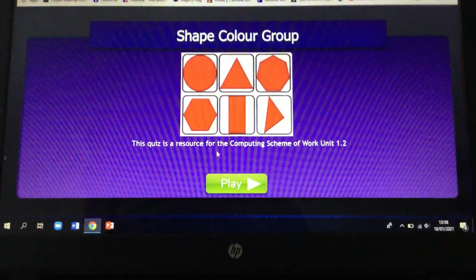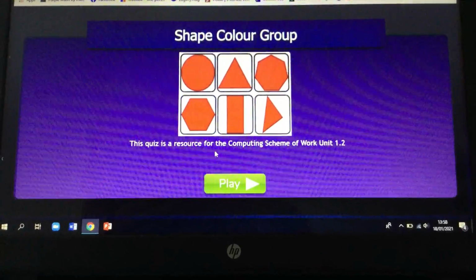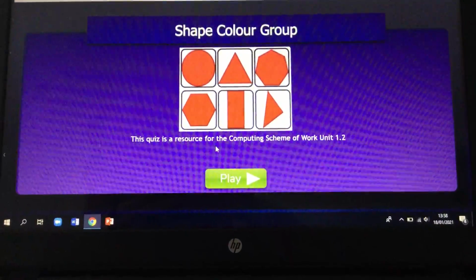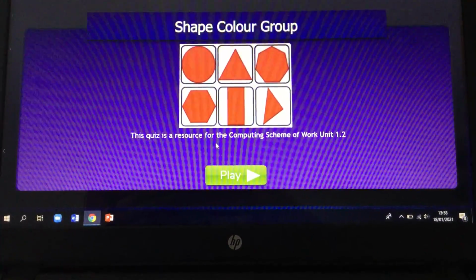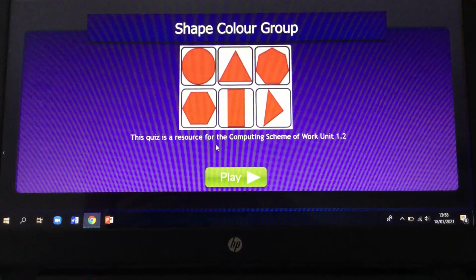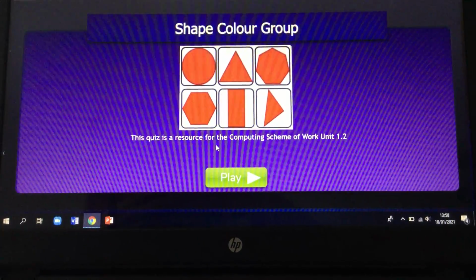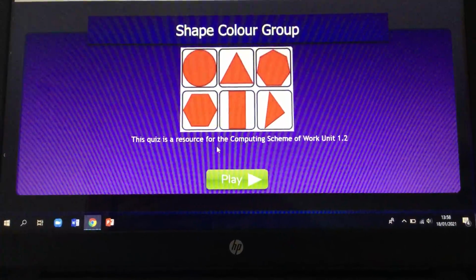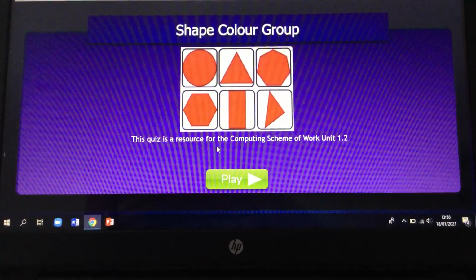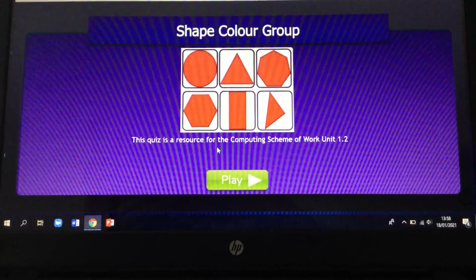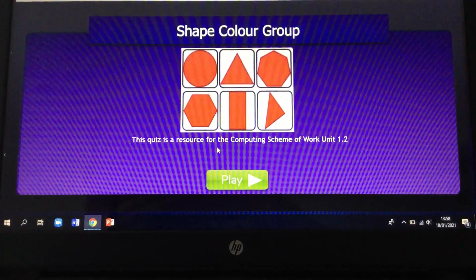Good afternoon. This is the second lesson in our grouping and sorting computing sessions. So last week we were using paper shapes and we were sorting them into different groups depending on lots of different criteria. So we were looking at colour, the number of sides, the types of sides that they had, whether they were straight or curved, and you came up with lots of different ways.